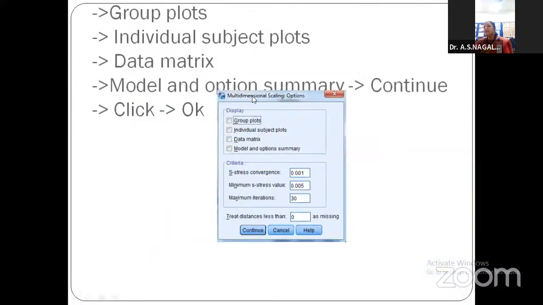Then it will be multidimensional scaling. They'll be mentioning here group plot, individual subject plot, data matrix, and model. So you can also fix this if you want to explain in detail what is the data matrix that I have created. I'll be choosing only the model and option summary alone. So you click group plot, individual subject, data matrix, model, option summary, and click OK.